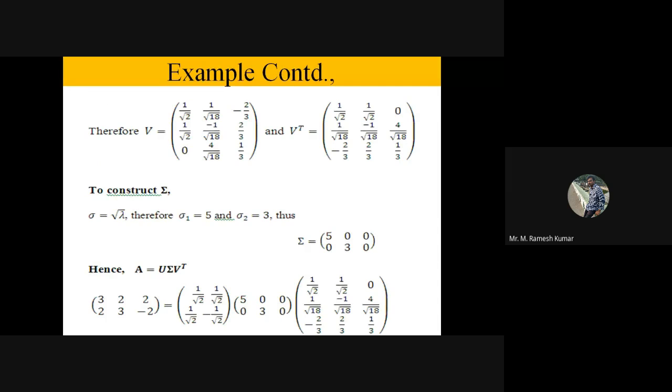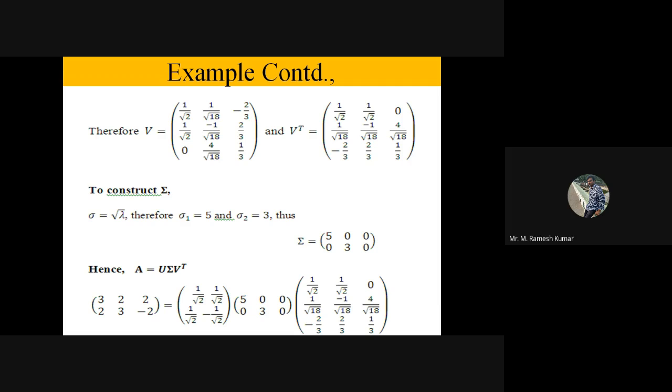Therefore, what is V? It is the arrangement of the eigenvectors of A transpose A. Write all the elements like this. Then take its transpose. What is V transpose? Simply change the rows of V into columns.